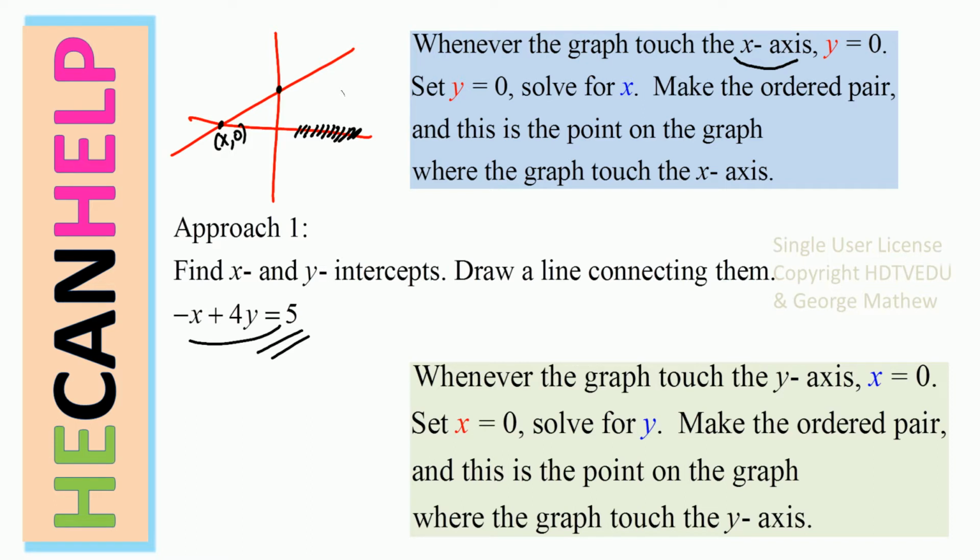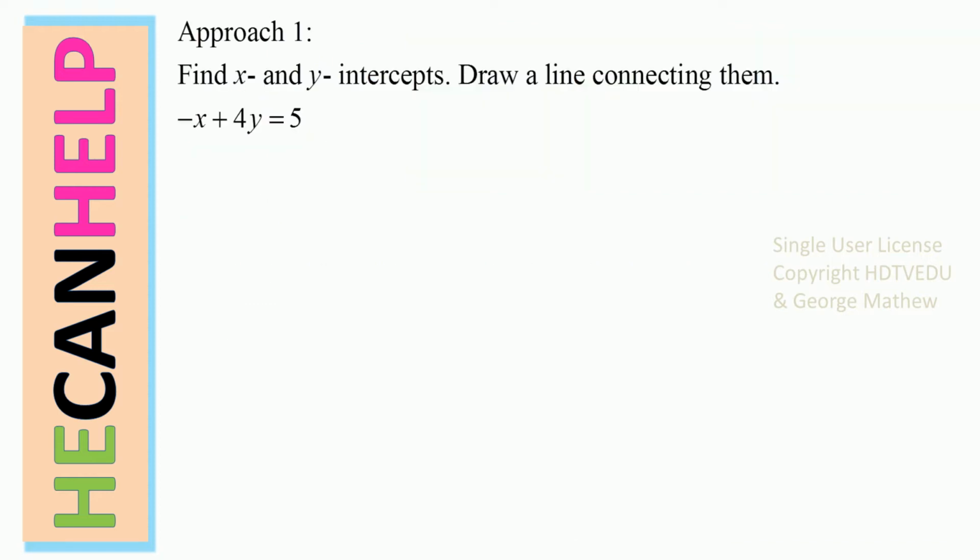To get the other point, when the graph touches the y-axis, you need to set x equal to 0. When you set x equal to 0 and solve for y, you have the other point. So join those two and you have the line. Make the ordered pair, and this is the point on the graph where the graph touches the y-axis. On the y-axis, x is equal to 0.